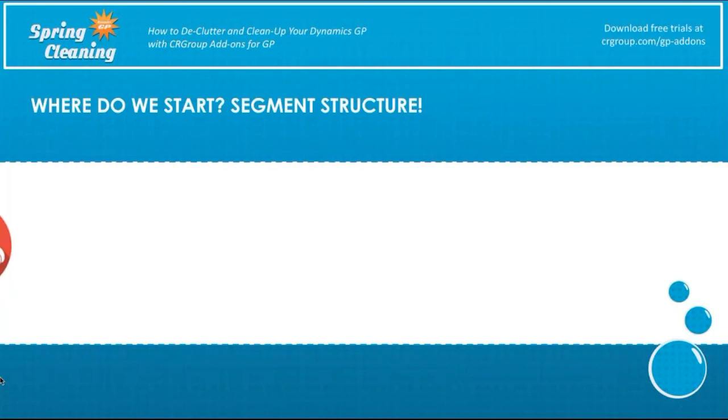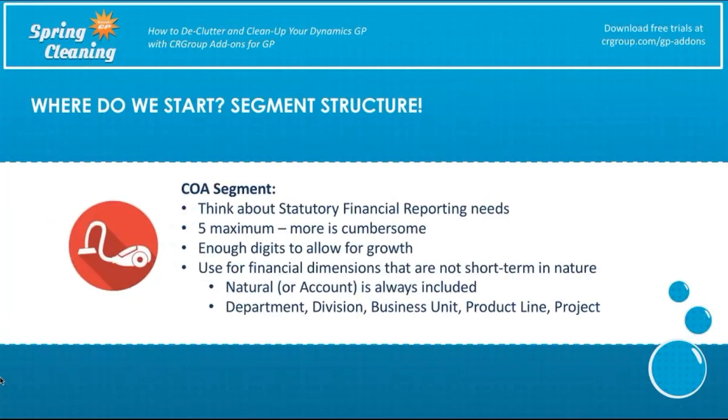Here's our recommendation. We think about the chart of accounts segment as statutory financial reporting. We think 5 max is the right number. My own preference would be even lower than that, 3 or 4, but 5 max. Have enough digits in each segment to allow for growth. So if we have 10 departments and a department segment, we don't need 5 digits in that segment. We probably need 2, so that we can expand from 10 departments to 99. Okay, we think like that.